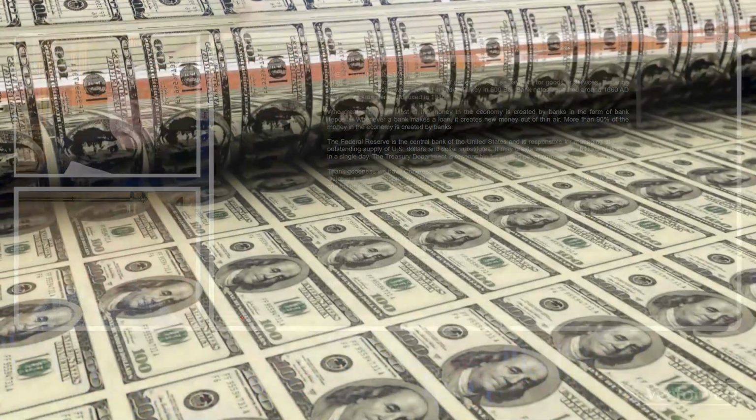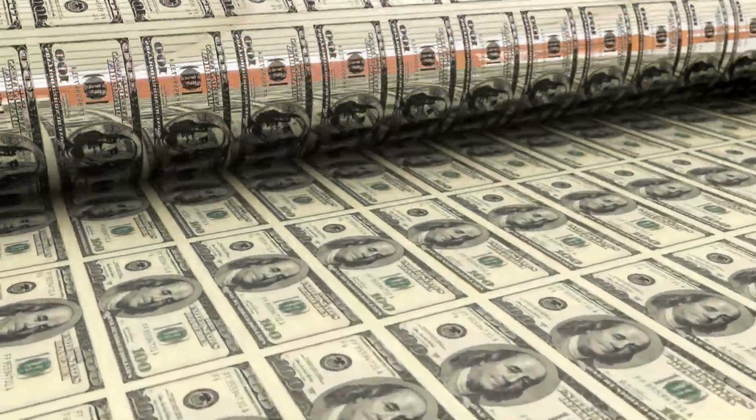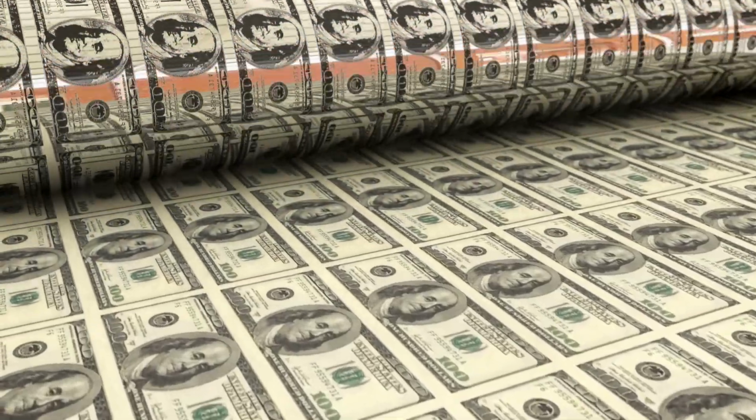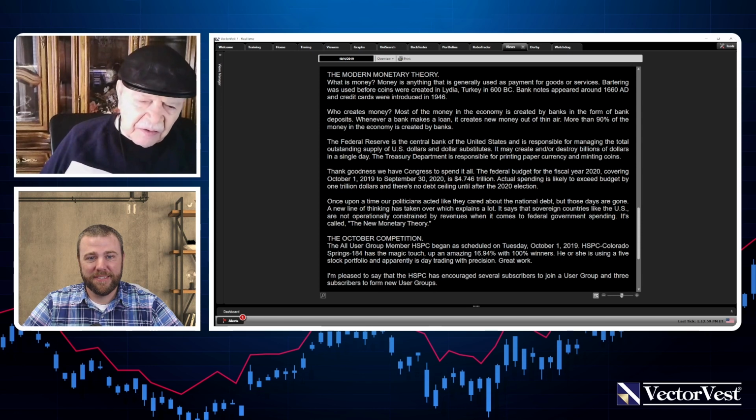It's called fiat money. All you need is ink and a printing press. I think that printing press is running out of ink soon. Something's going to happen, because it's really the first step towards socialism.